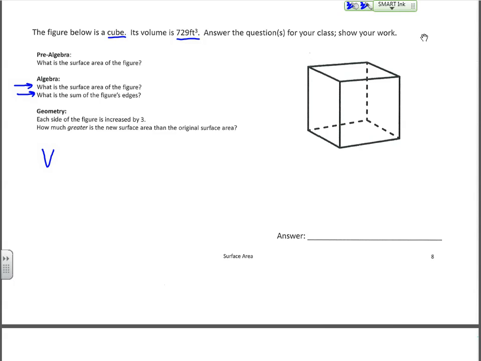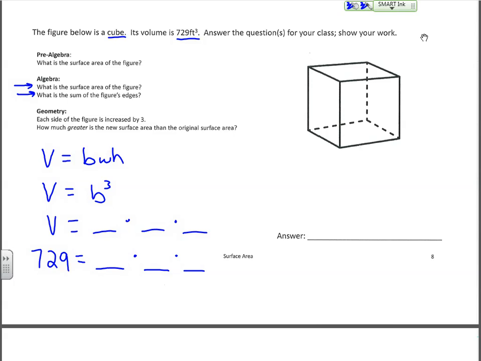So we reminded ourselves that the volume of a cube is base times width times height, but more than that, since all sides are the same, it's really just b cubed, or some number times itself times itself. And since we know the volume is 729, we're looking for what number cubed equals 729. And we even found that number in class. I believe at least one of the classes did. We determined that it was 9.